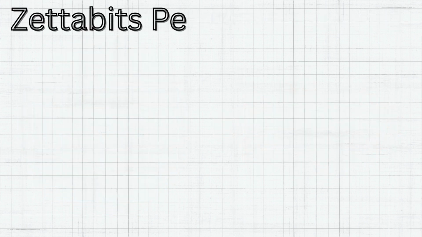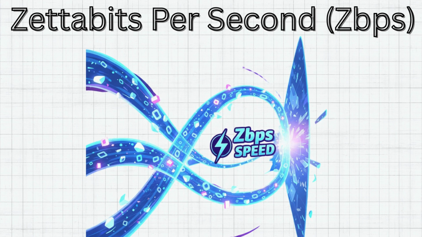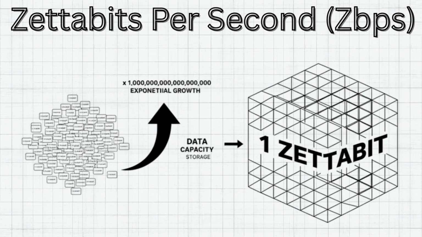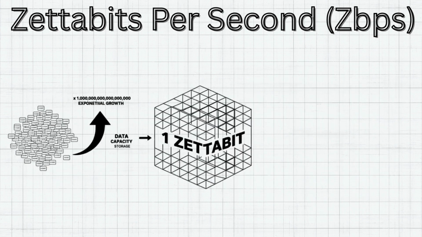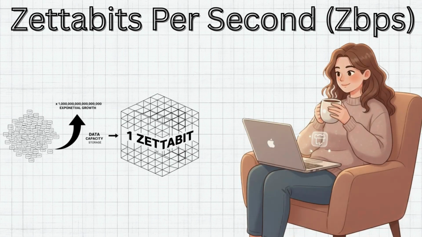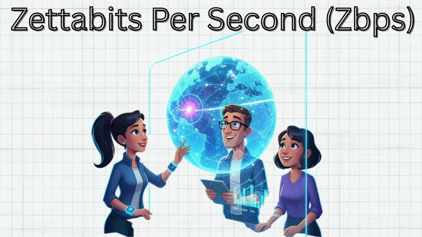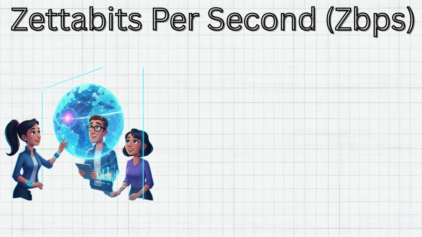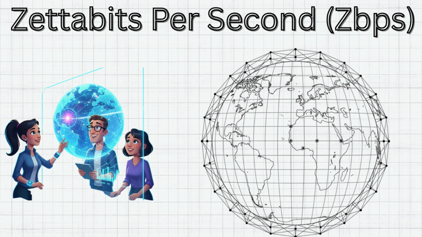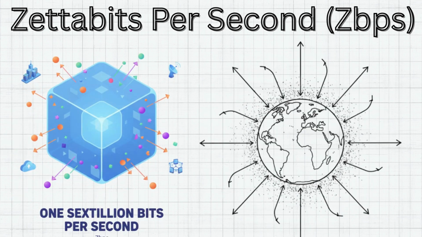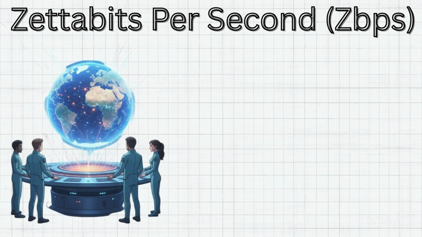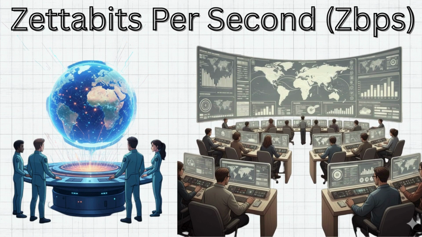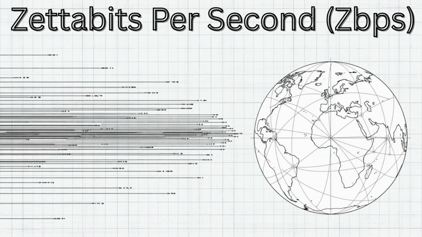Zettabits per second, or Zbps, represents a scale of speed that goes far beyond anything currently in operation. 1 zettabit equals 1 sextillion bits per second. At this level, we're no longer talking about faster downloads or smoother streaming, but about handling all human-generated data at once. A ZBPS-capable network could theoretically move the entire global data output in moments. This unit exists mostly as a theoretical benchmark, helping engineers imagine what future planetary-scale communication systems might require as data creation continues to grow exponentially.